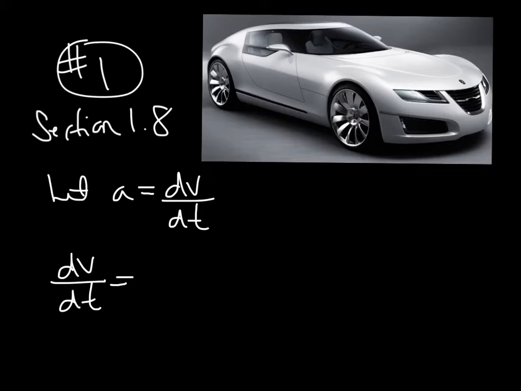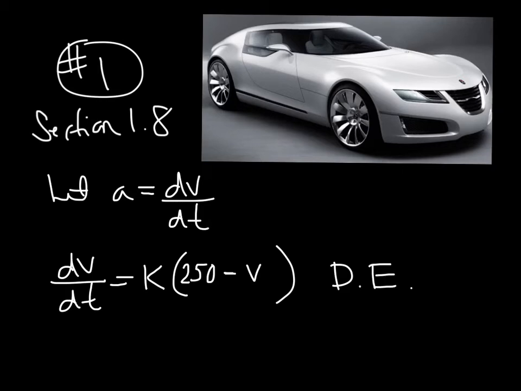So definitely have a constant of proportionality, let's just call it k, is proportional to the difference. Okay, so difference in mathematics means you're going to subtract two values. The difference between 250 kilometers per hour, so we'll put 250, and the velocity of the sports car. So let's just write v. So here is our differential equation, a first order differential equation.